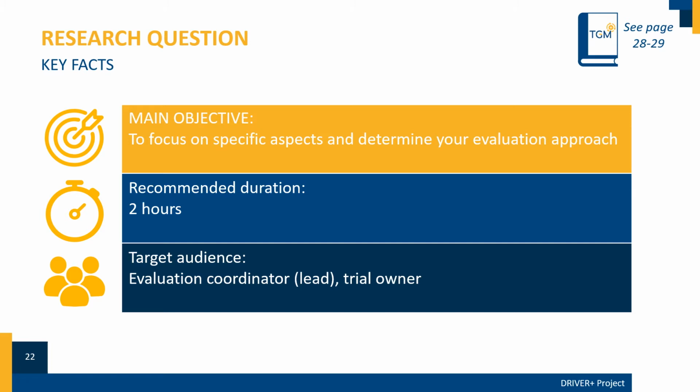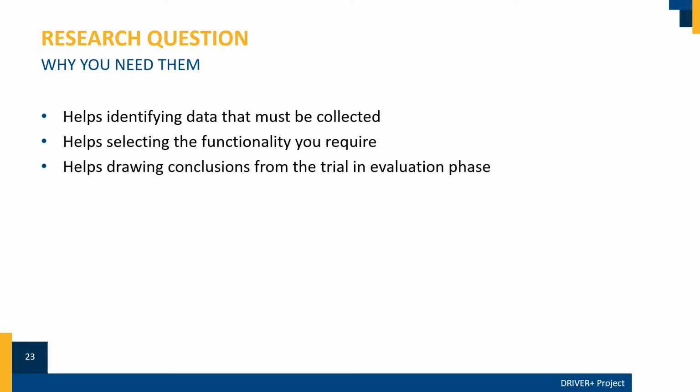The aim of this step is to identify the proper mix of research methods and data analysis techniques, taking the trial context into account. While your trial objectives might seem a little general, now you can go into the detail by formulating research questions. This will help you to identify the data that must be collected. Also, the wording can help you to select the functionality you are actually looking for in an innovative solution.